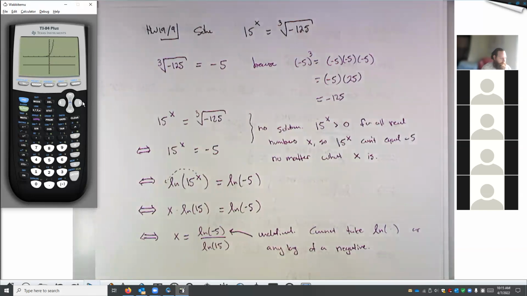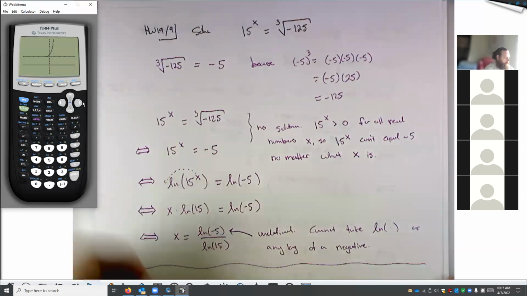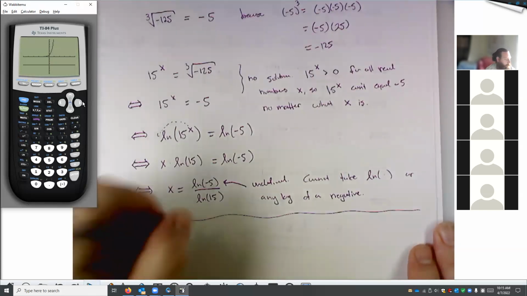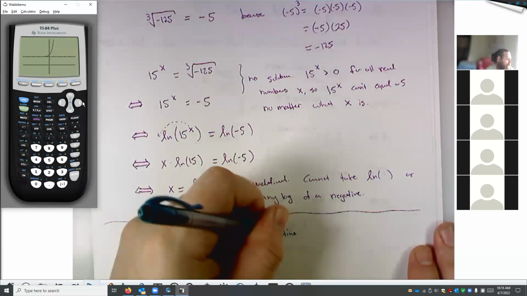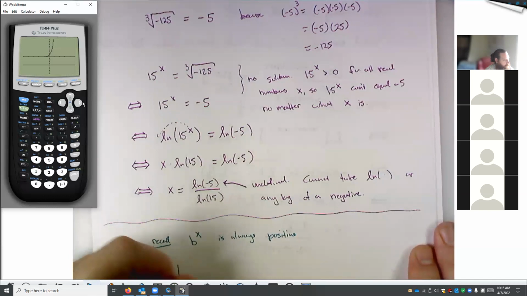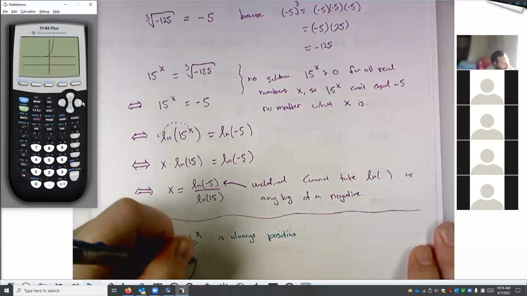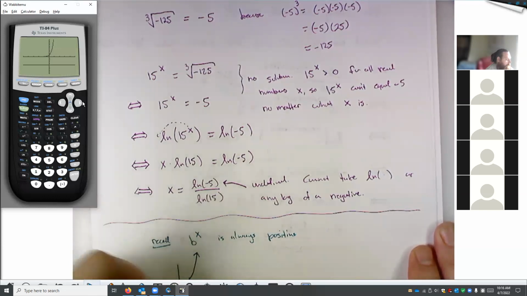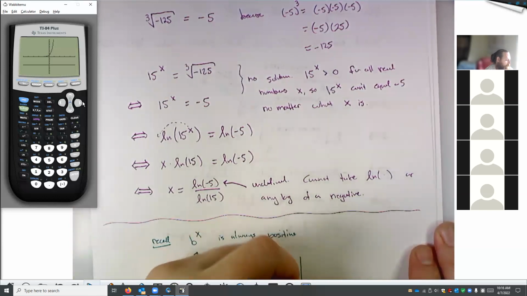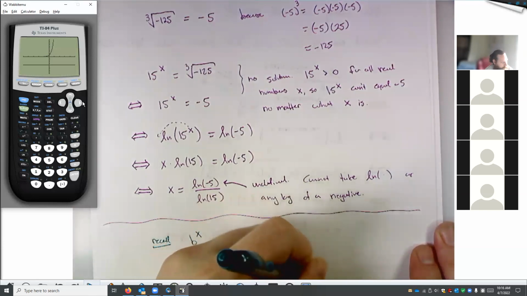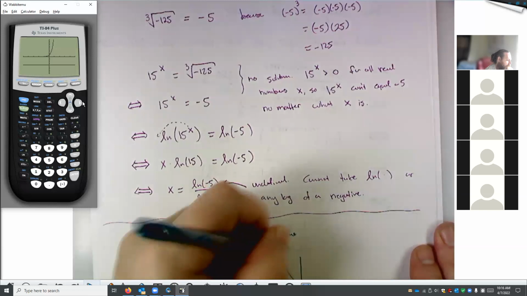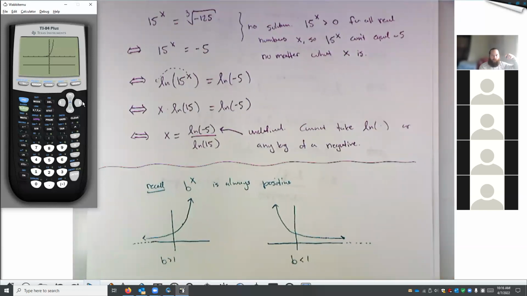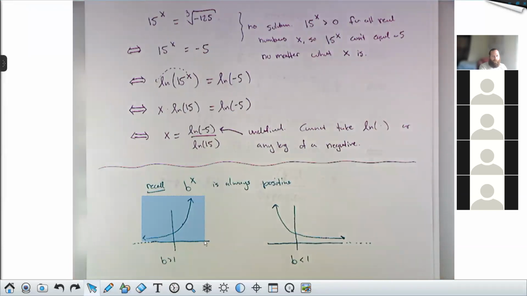A nice thing to remember, one of the properties we discussed for exponential functions, is that b to the x is always positive, regardless of the base. Those graphs either look like this, if b is bigger than 1, or like this, if b is less than 1. But no matter what, it'll never poke down below the x-axis. Right? The graph always lives entirely above the x-axis. So this thing is never going to be negative, always going to be positive.